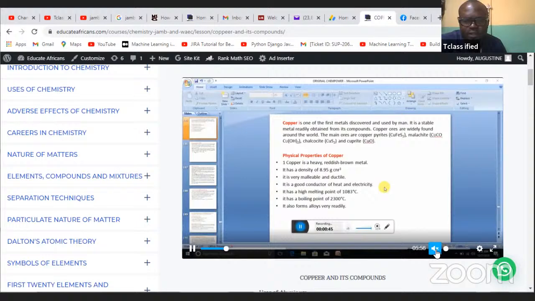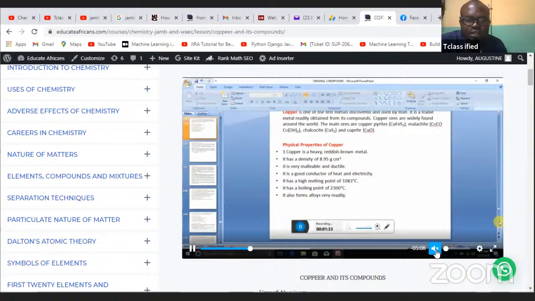It is a good conductor of heat and electricity. That's why you can use copper to make wires. It's a very effective conductor of heat and electricity. It has a high melting point. The melting point of copper is even higher than that of aluminium, and we already found out that that of aluminium is higher than that of sodium. Copper melts at 1,883 degrees Celsius and has a boiling point of 2,300 degrees Celsius. It also forms alloys very readily. Those are some of the physical properties of copper.